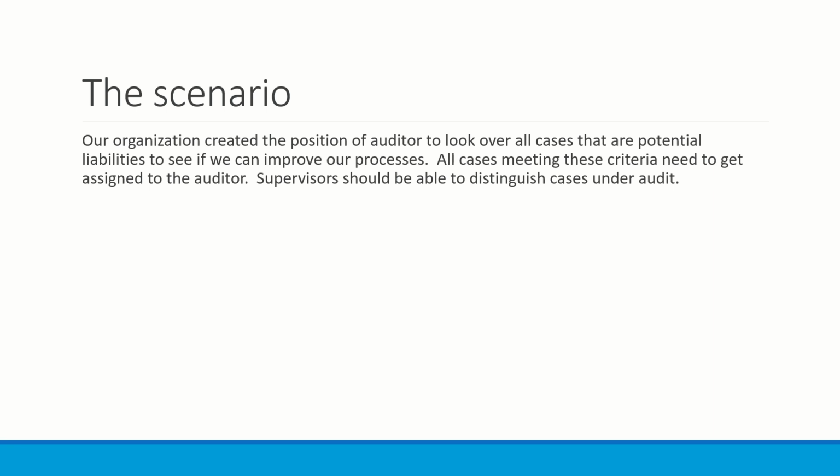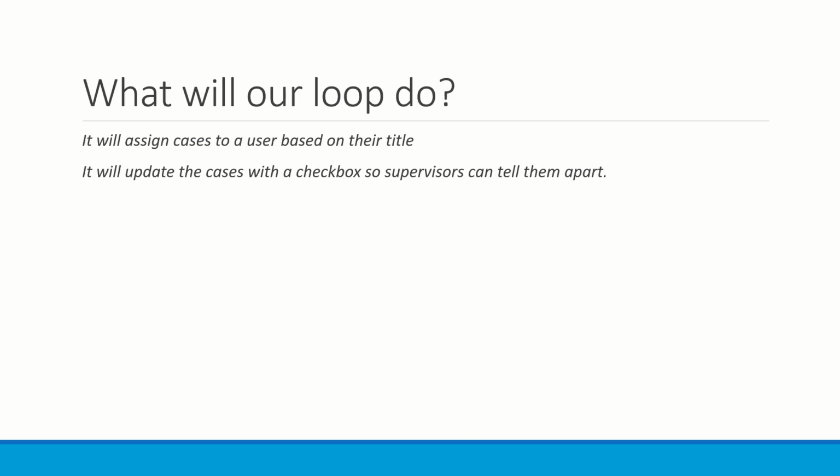Our organization created the position of an auditor to look over all cases that are potential liabilities to see if we can improve our processes. And all cases meeting these criteria need to get assigned to that auditor. Supervisors should be able to distinguish cases under audit. So this is the scenario we're working through, and here's how we're going to address that problem with a flow. We're going to make a loop, and it's going to assign cases to a user based on their title, in this case auditor, and also update the cases with a checkbox so the supervisors can tell them apart.